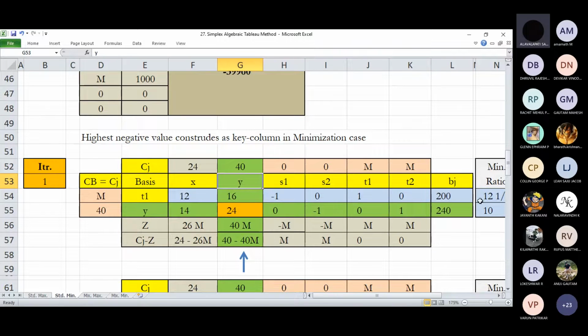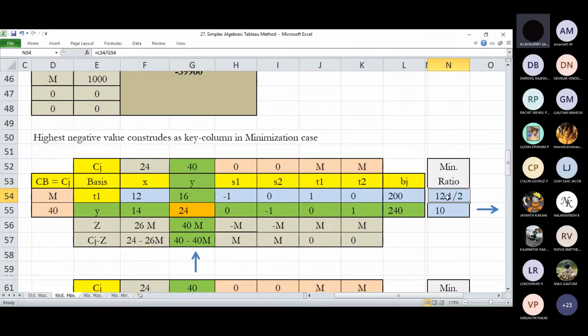So how do we find the key row? We'll use the minimum ratio, which is nothing but bj divided by the value in the key column. So 200 divided by 16 is equal to 12.5, which is 12 1/2, and 240 divided by 24 is exactly 10. When we compare 12.5 and 10, the least positive number is 10. So that will be our key row. The point of intersection of the key column and the key row is the pivot element. That's why we highlight that in orange color. So 24 here is the pivot element.